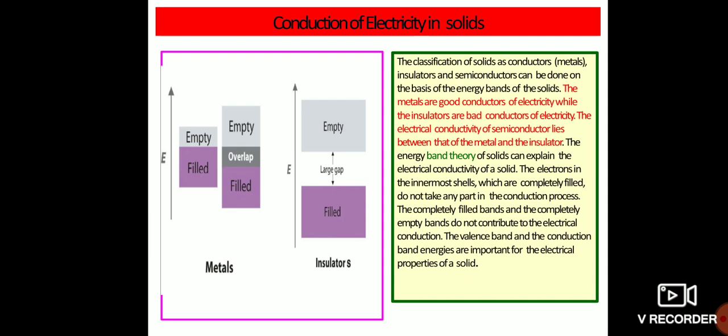While in case of insulators, the forbidden gap is very large, so electrons tend to remain in the valence band. They cannot jump from the valence band to the conduction band, so these do not conduct electricity.